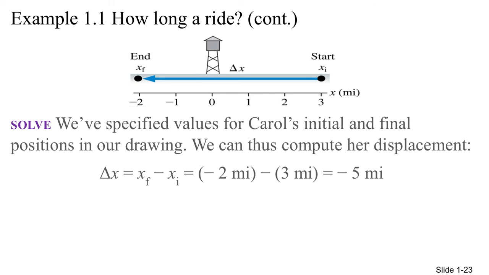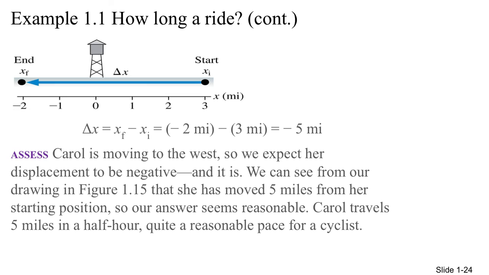We have values for our initial and final positions, so displacement is very simple. Always delta x is later minus earlier. She ends at -2. She starts at 3. -2 miles minus 3 miles is a total of -5 miles. Is that reasonable? Well, she moved westward, so she certainly should have a negative displacement.